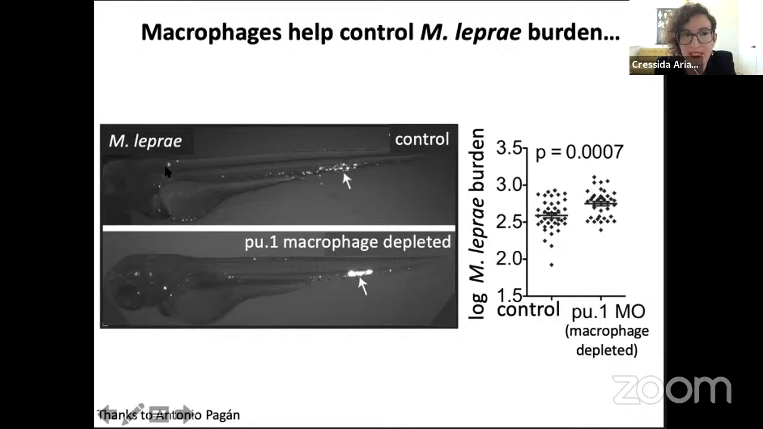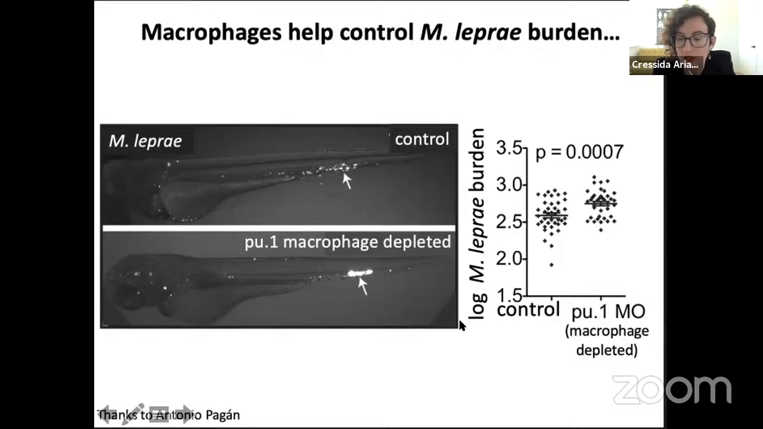And you can see that in this wild type animal compared to a macrophage depleted fish, the bacteria really stay where you inject them in the macrophage depleted fish. They do distribute throughout the animal a bit based on circulation.